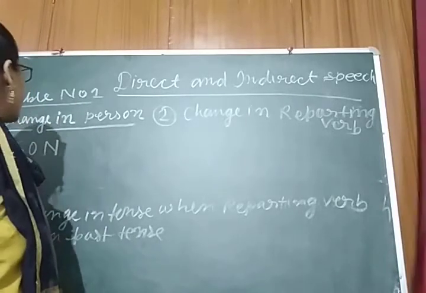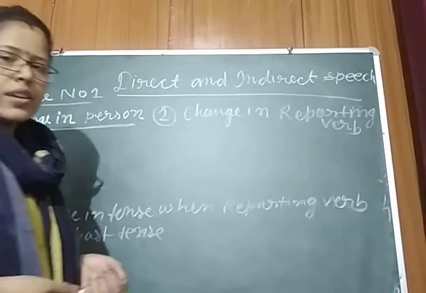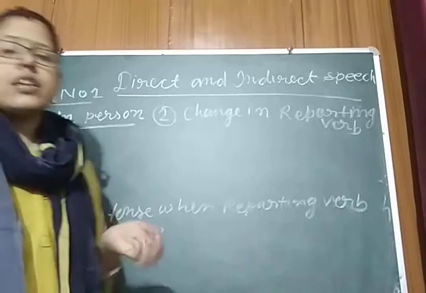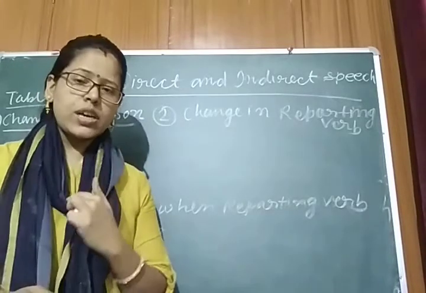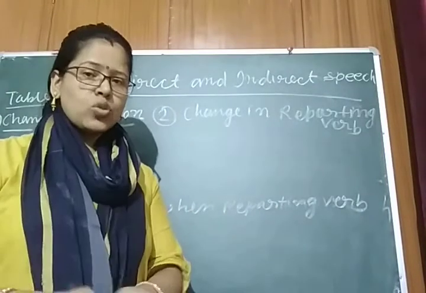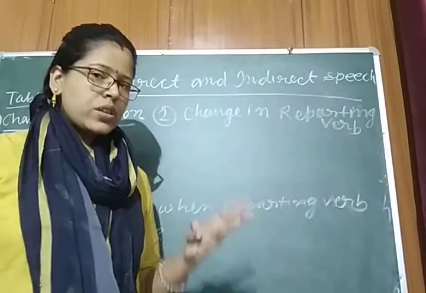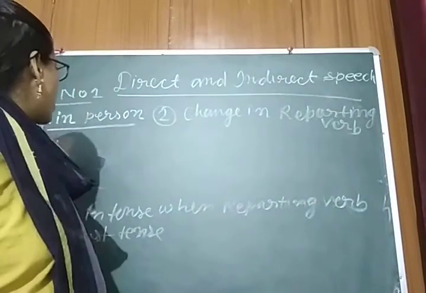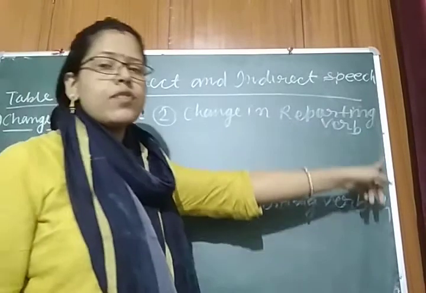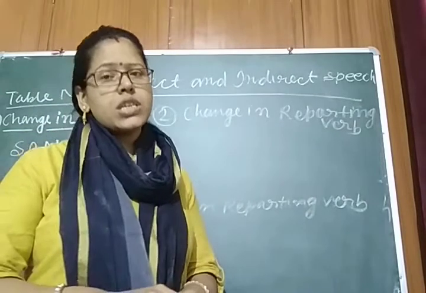In table number one, I will tell you how to change the person, like if you are changing from direct speech to indirect speech. So what kind of changes will be there? There will be three kinds of changes. The first one will be change in the person, the second will be change in the reporting verb, and the third will be change in the tense. So one by one I will tell you.